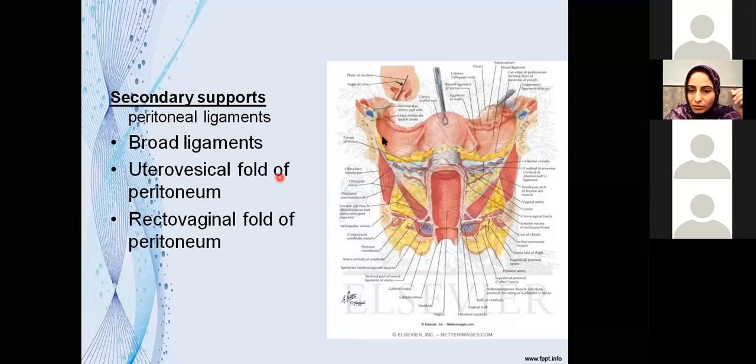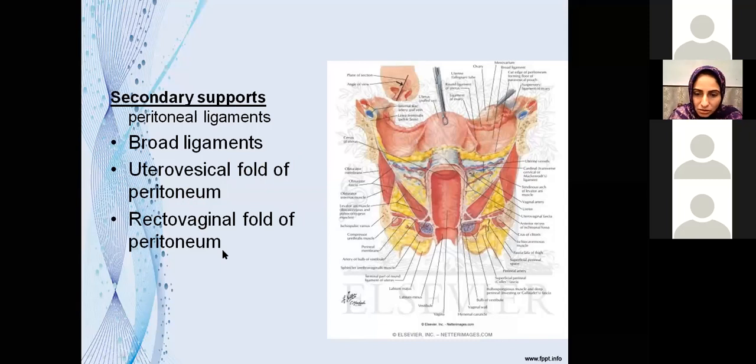This is the broad ligament, okay? This is covering the fallopian tube, and then it is coming down and covering the lateral part of the uterus and anterior part of the uterus. Uterovesical fold, which is a fold of peritoneum, anterior pouch, and posterior pouch or rectouterine fold of peritoneum. These two folds plus broad ligament are actually peritoneal coverings which are covering the uterus anteriorly, laterally, and posteriorly, and providing the secondary support. I hope you are clear about it.